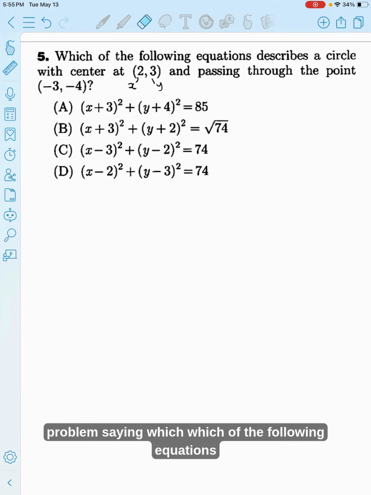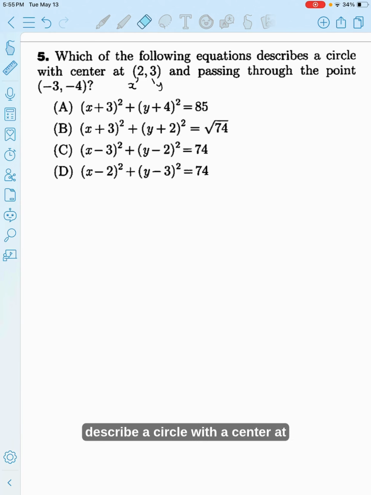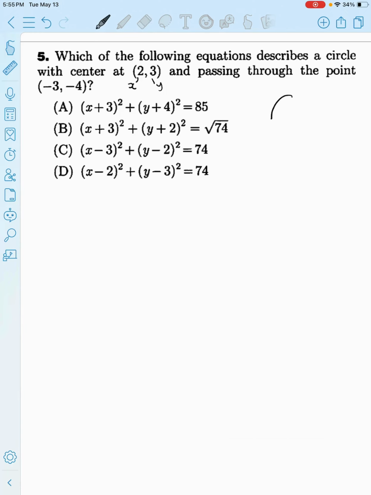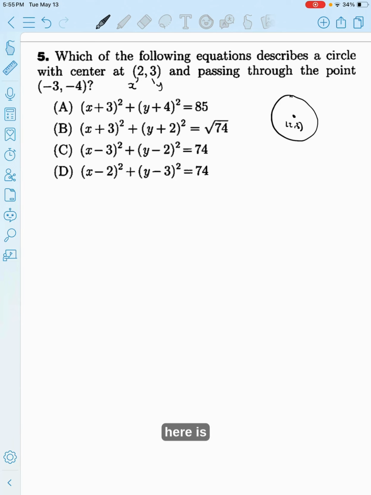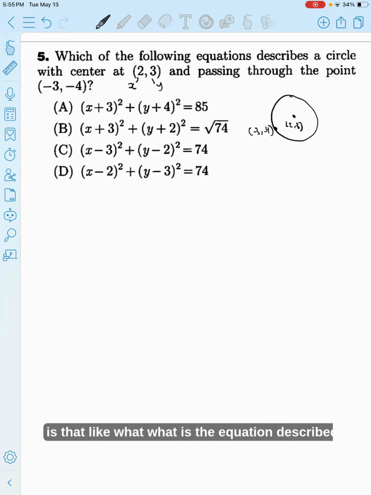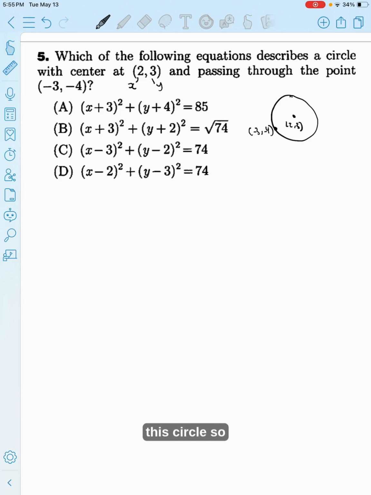So the problem is saying: which of the following equations describes a circle with a center at (2, 3), that's x and y, and passing through the point (-3, -4)? That is basically that is (2, 3) if you want to visualize, and let's say here is (-3, -4). All right, so what is the equation that describes this circle?